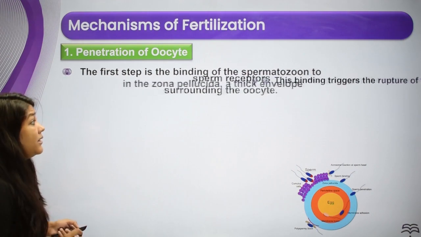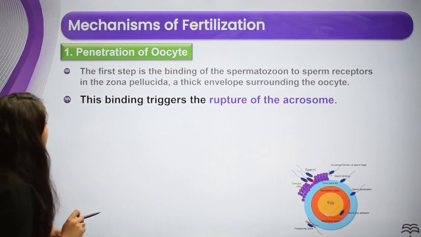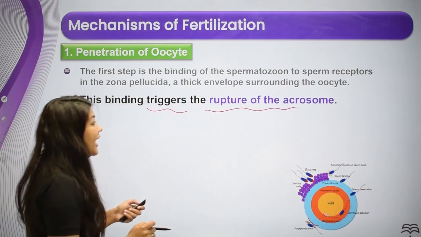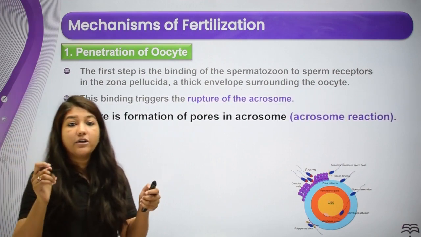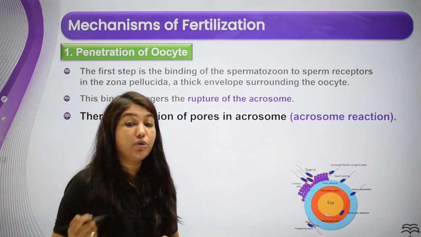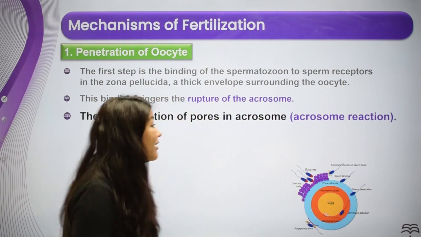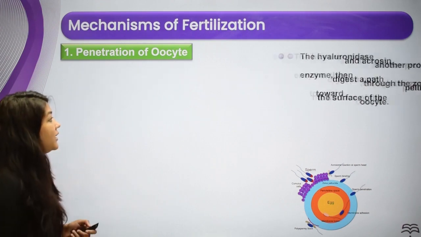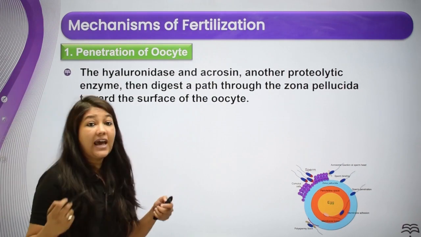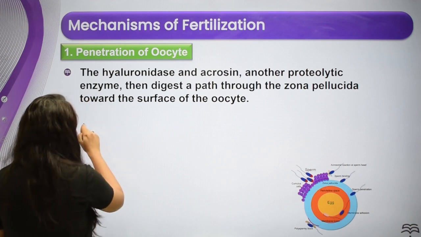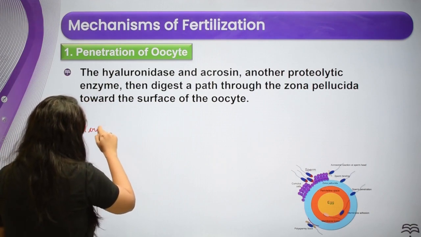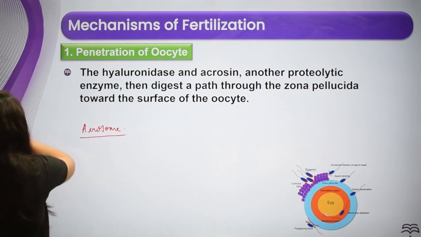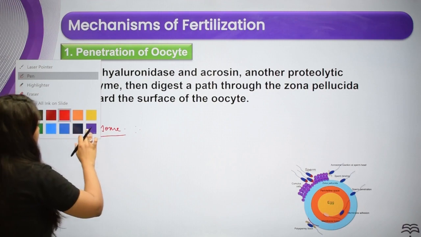Very common receptor is the ZP3 receptor, इसके बारे में हम लोग बात करेंगे. This binding triggers the rupture of the acrosome. Okay, क्या हो जाएगा? Acrosome के अंदर pores हो जाएंगे. This is going to be the initiation of the acrosomal reaction. So there is formation of pores in the acrosome, and the hyaluronidase and the acrosin, we've already seen that acrosome के पास क्या present होता है? Acrosome के पास enzymes present होते हैं, right?